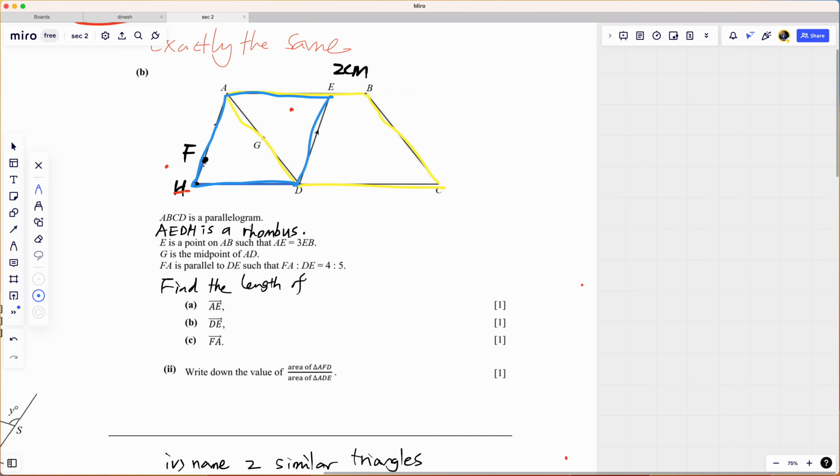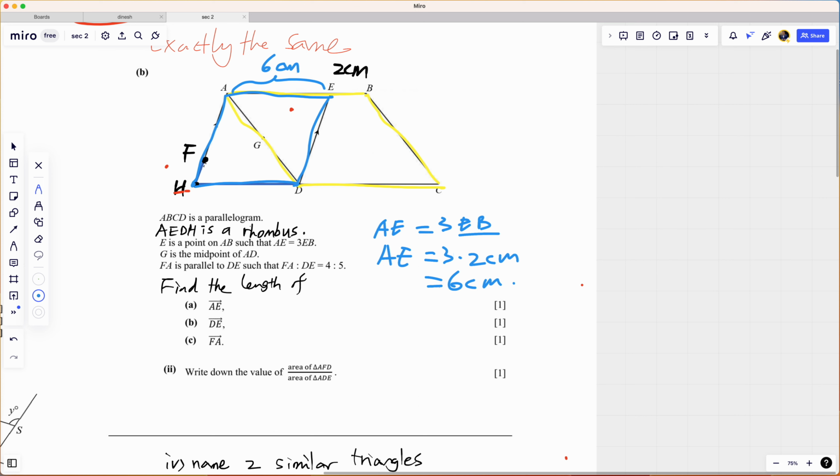I use another color to differentiate. Clear? Then after that they say E is a point on AB. Where's E? E is here, right? So I already give you EB is 2 cm. So if EB is 2 cm, AE is 3 EB. So AE is 3 times 2 cm, which is 6 cm. So you can label AE. AE is here. 6 cm.